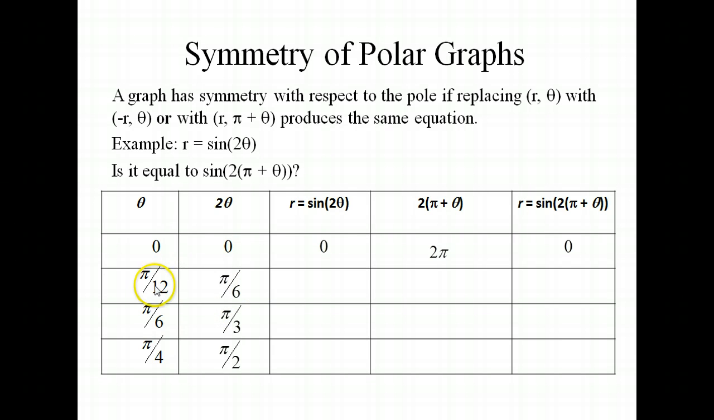Next we're going to start off with an angle measure of pi over 12. Taking twice that, we get pi over 6. And then taking the sine of pi over 6, we get 1/2.